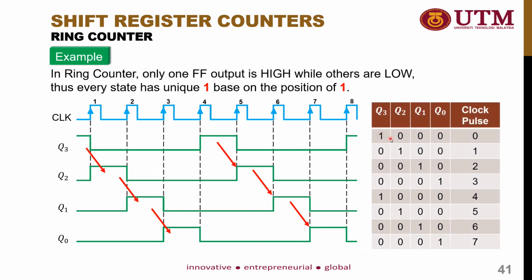So this is the truth table for a 4-bit ring counter. You can see here the value of 1 is being transferred at each clock cycle. This is the clock pulse which represents the clock cycle, and the process will be repeated in the next clock cycle. So for a 4-bit ring counter, it needs a total of 4 different clock pulses, clock pulse 0 until clock pulse 3, in order for the value of 1 to rotate to each flip-flop inside the ring counter.